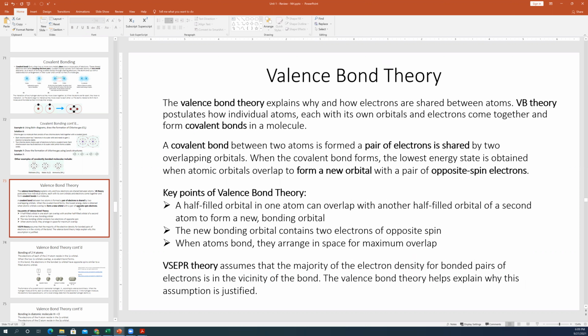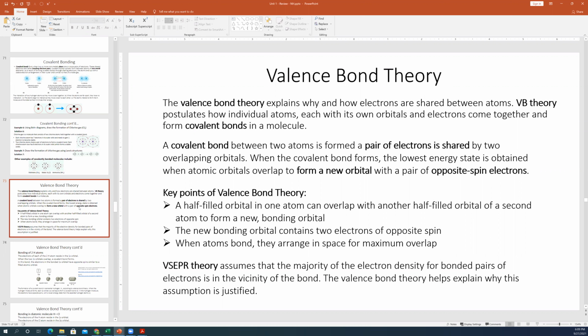So we can go over this again. Does anybody else feel like this is a good area to review? Judy and Sasan, how did you feel about valence bond theory? Yeah, I think this is a good one. Okay, all right, so let's talk about valence bond theory again.